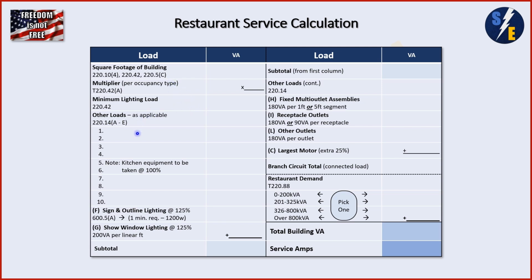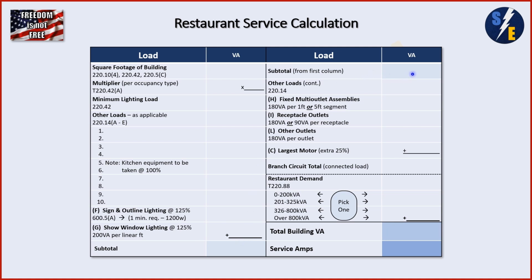Then we're going to take all of our other loads, including the kitchen equipment, but remember, kitchen equipment has to be taken at 100% in this calculation, because it is in Part 3 that you are able to take the kitchen equipment at a demand factor. Well, we're not using Part 3, we're using Part 4, so that does not apply. So kitchen equipment is at 100%, as are the rest of these loads, unless they are continuous loads, which you would take at an extra 25% also. Speaking of, next we're going to take sign and outline lighting at 125% because they are continuous, and the show window lighting at 125%. Once we have all these values, we'll add them up and get a subtotal.